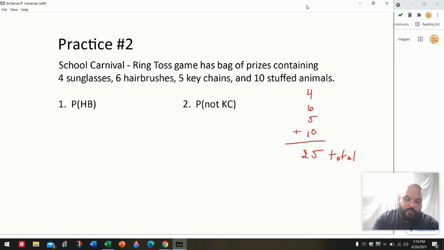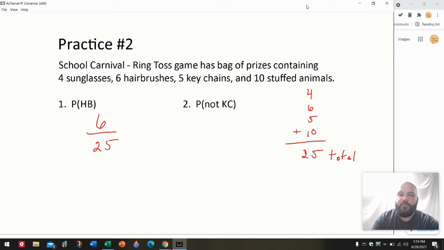So now they want to know, first one, the probability of picking a hairbrush. So if we go here and we look, we can see there are 6 total hairbrushes in there. So if I write how many total hairbrushes there are, 6 out of a total of 25 objects we are picking from. So there is our probability of picking a hairbrush.